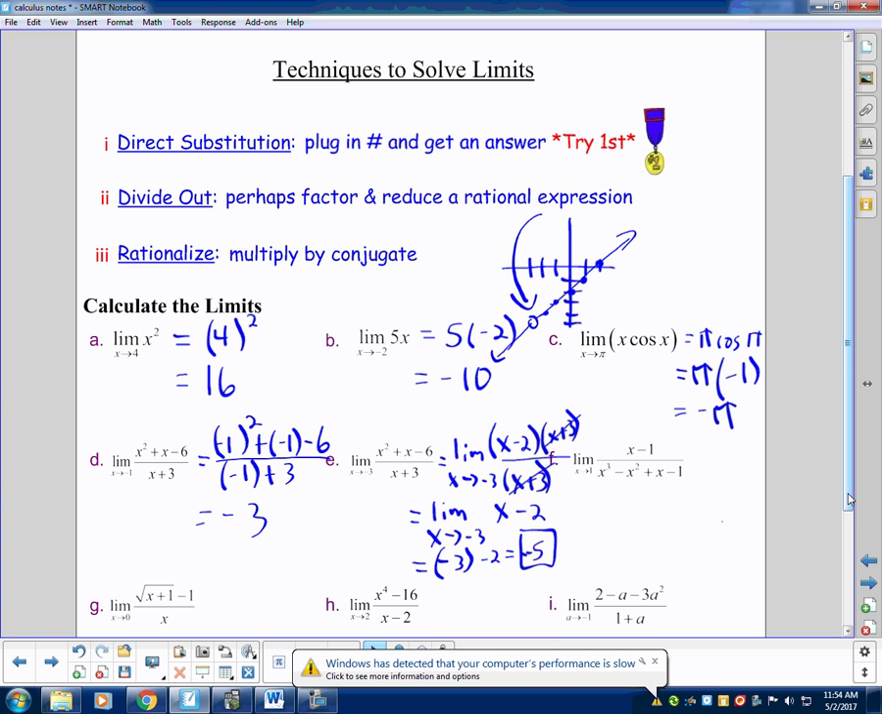Now, here's the cool thing about this. Yes, it's a cubic on the bottom. We did learn how to factor cubics. But I've got a little bit of a hint here. If anything is going to be different, what would need to go away? X minus 1. So what does that tell you? One factor of that cubic on the bottom might possibly be x minus 1.